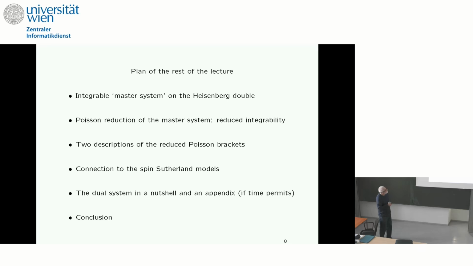Very good. So the rest of the talk: I talk about this Heisenberg double and some similar integrable system, only as in the cotangent bundle case. And then reduced integrability, which is quite similar to what I presented at the blackboard, but in a different context. And then description of the reduced Poisson bracket and connection. So I'm going to obtain some integrable Hamiltonian systems.